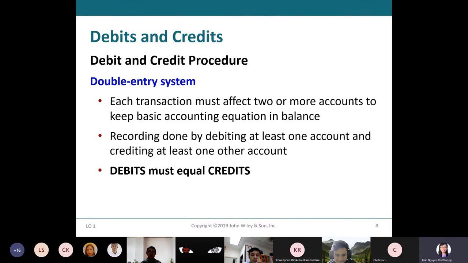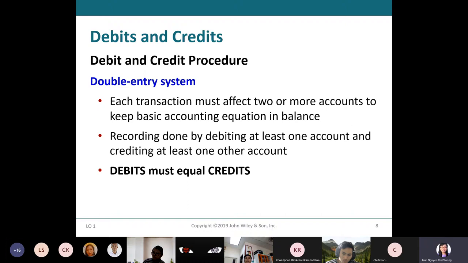So he said that every transaction must affect two or more accounts to keep the basic accounting equation in balance, okay? So every transaction that you have will influence two or more accounts. And when you record it, you should debit at least one account and credit at least another account, so that the transaction can be balanced.